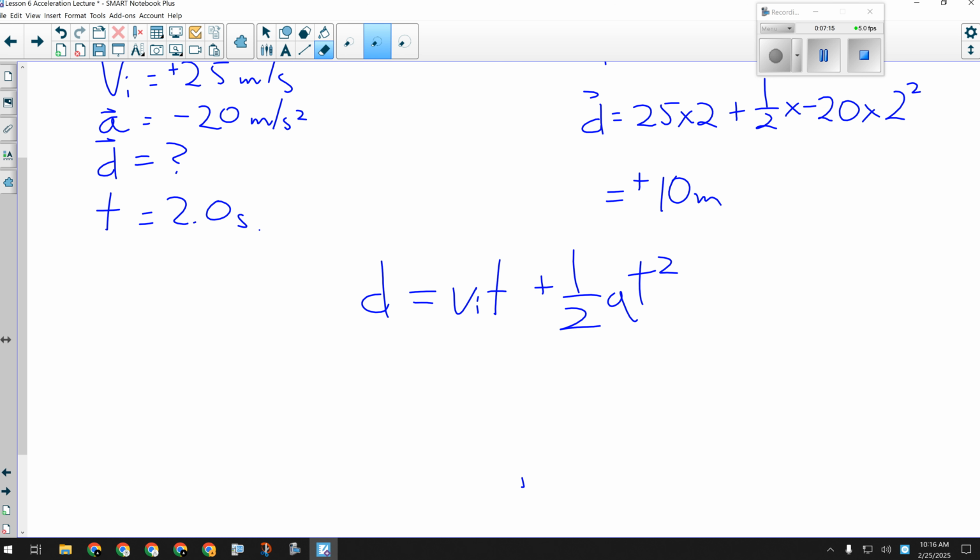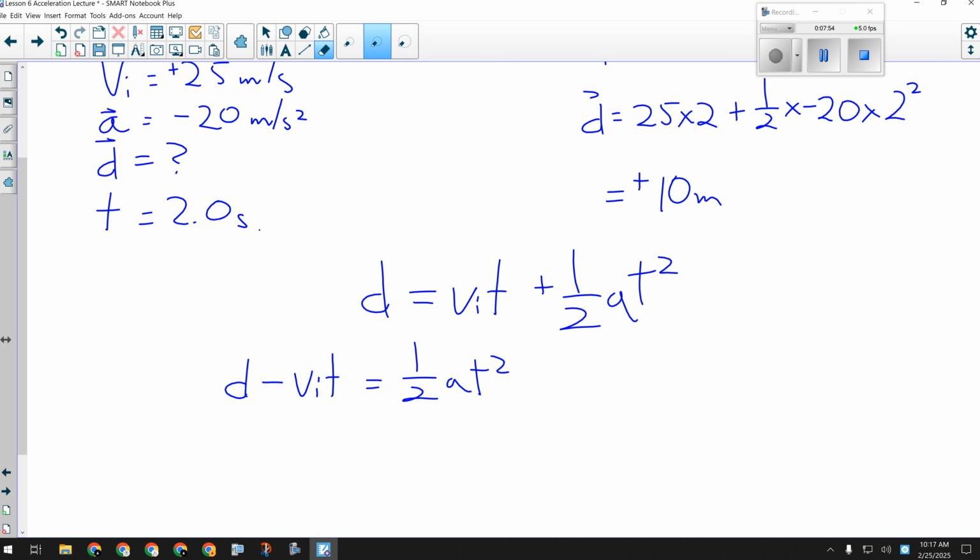What if I wanted to solve for A? Feels like I should start out the opposite of what I did last time. Instead of subtracting 1/2 at squared, I should subtract the first half, vi times t. So I'm going to go d minus vi times t equals 1/2 at squared. All I've done is subtract this over to the other side.